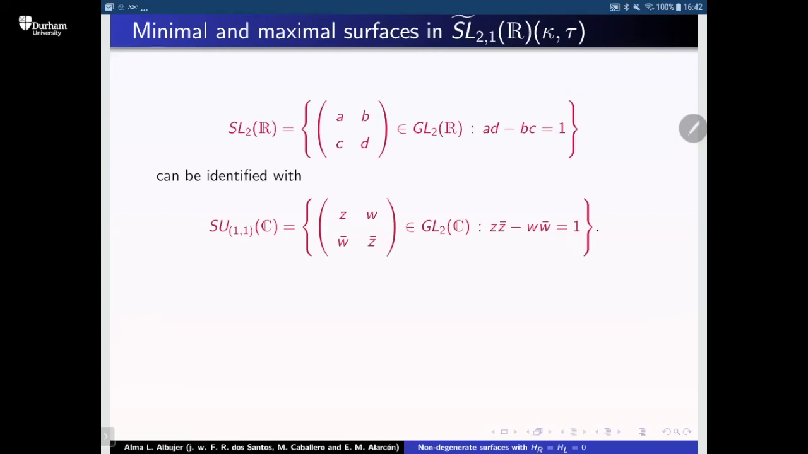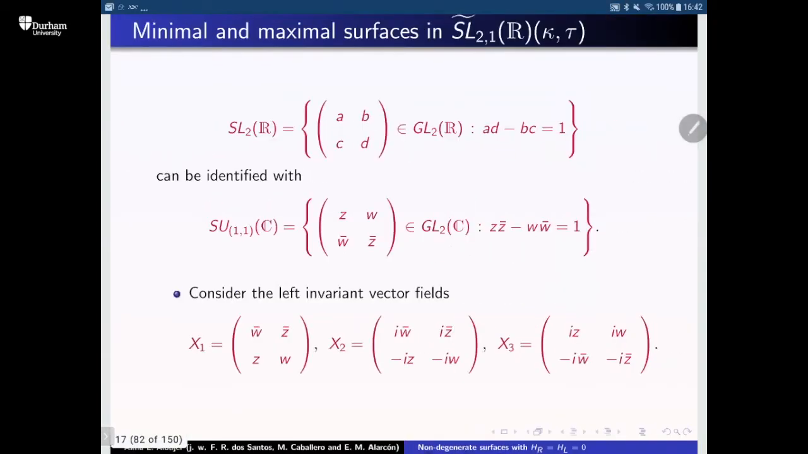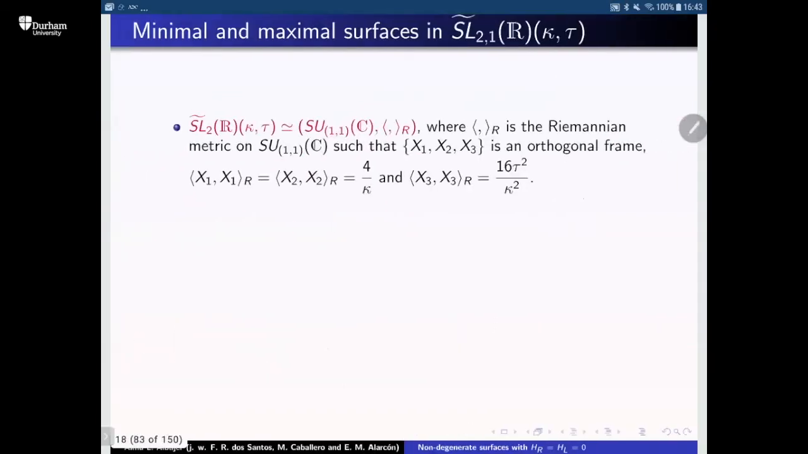In the case of the universal cover of the special linear group, something similar happens. The special linear group can be naturally identified with the special unitary group. And the metric we have to put on this special unitary group in order to have the homogeneous space is the one that makes these three vectors, x1, x2, and x3, an orthogonal basis, in a similar way as we did with the Berger sphere.